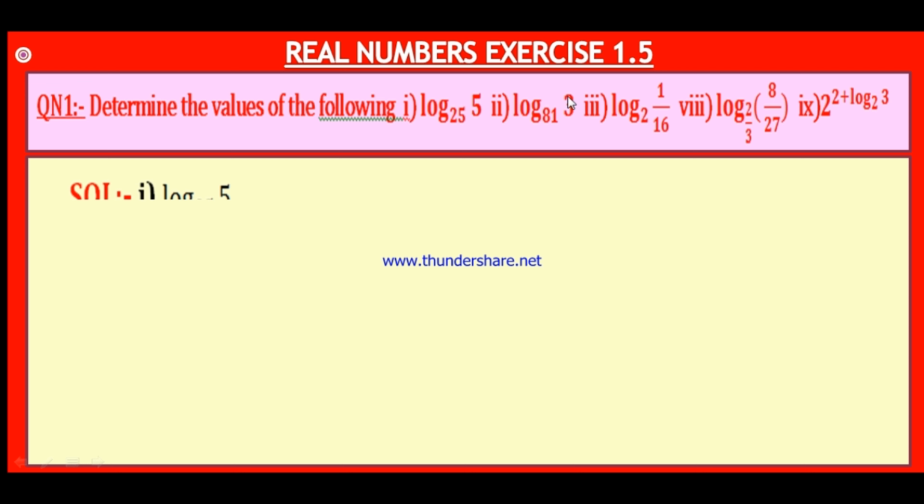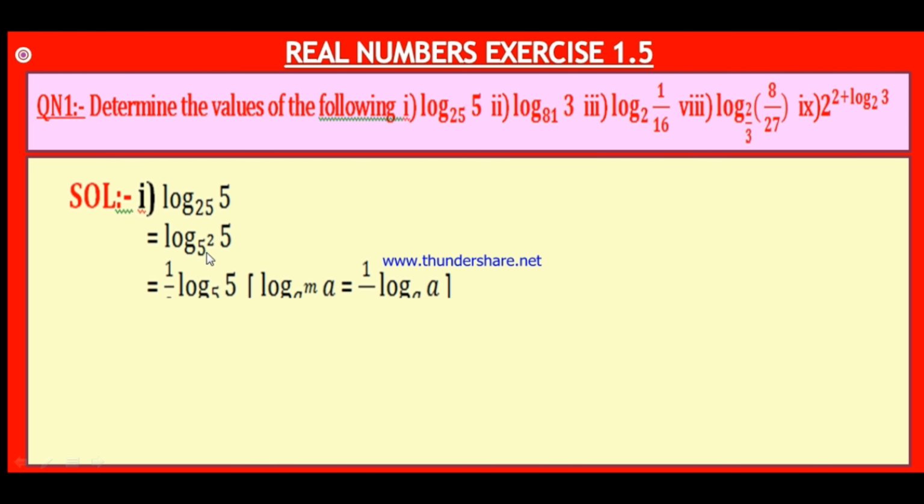The first bit is, we have to find the value of log 5 to the base 25. Here, this 25 can be written as 5 square. You cannot change 5, therefore write the 5 as it is. But this 25 can be written as 5 square. Log 5 to the base 5 square. This is in the form of log a to the base a power m, whose value is 1 by m log a to the base a.